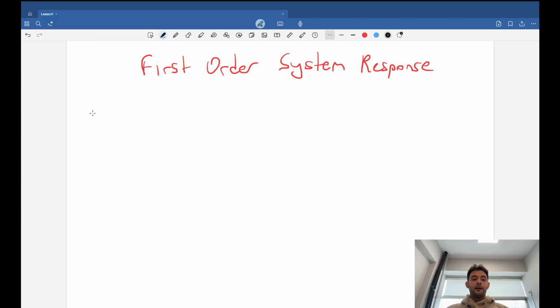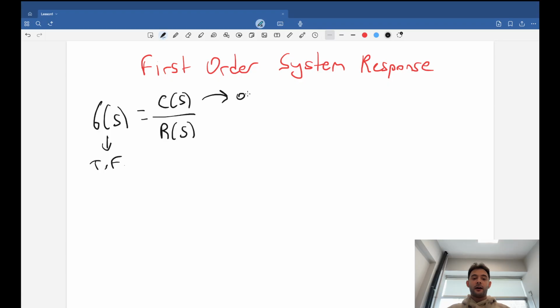First of all, we define some G(s) or H(s), whatever you call it. We call this the transfer function, right? This is our transfer function. And this function consists of two separate parts. The first is C(s), and at the bottom we have R(s). C(s) stands for the output function, and R(s) stands for the input function.